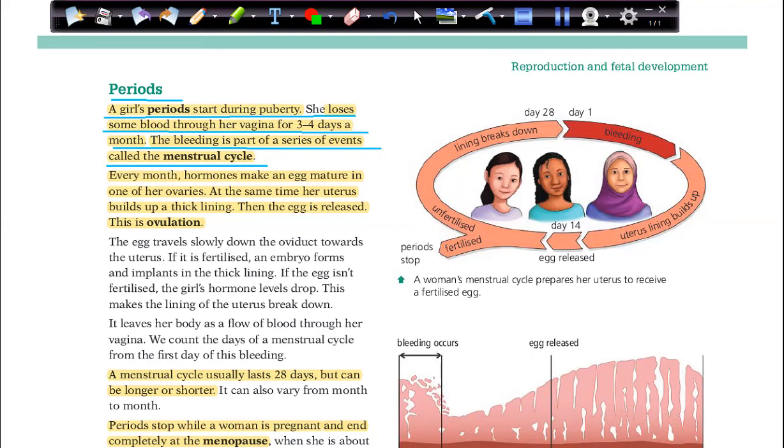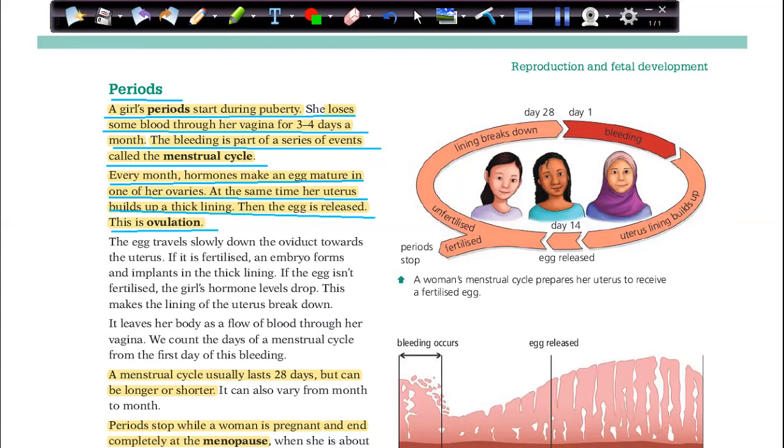This is very important because this menstrual cycle prepares the uterus to receive a fertilized egg to form an embryo. So each month the female starts to bleed through the vagina for 3 to 4 days. Each month hormones make an egg mature in one of her ovaries. At the same time, her uterus builds up a thick lining. Then the egg is released.